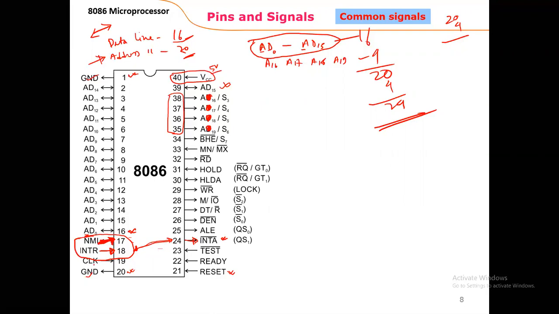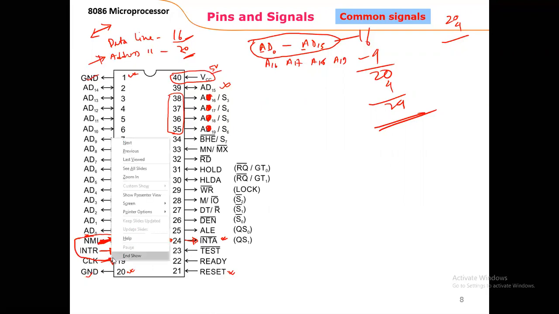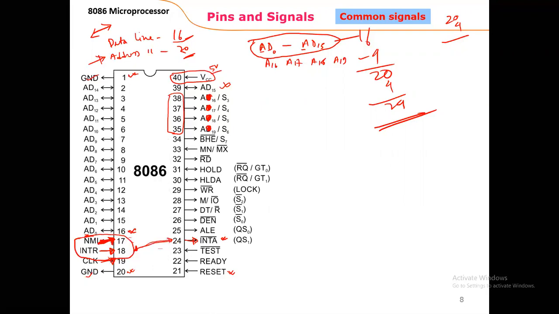And pin number 9 is the clock pin. It takes the clock signal as input. How many times does this session work? This is the counting session. So this is the clock signal. Pin number 9 is the incoming signal.